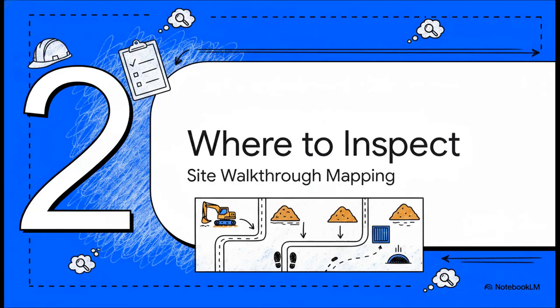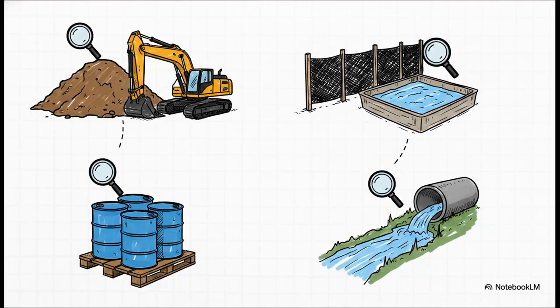Moving on to Section 2, Where to Inspect and Mapping Out Your Site Walkthrough. Now that you've got the right credentials, let's step onto the site. When you do your routine walkthrough, and this is exactly what they simulate in that 360-degree virtual tour, you literally cannot cut corners. You have to visually examine every single one of these vulnerable areas.